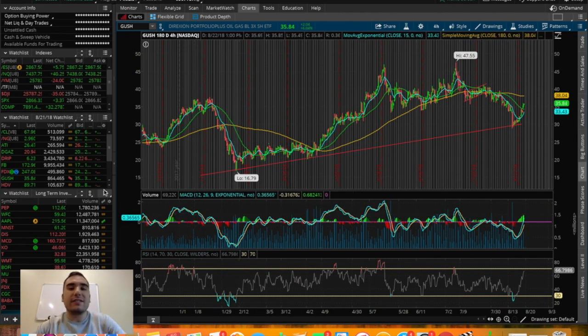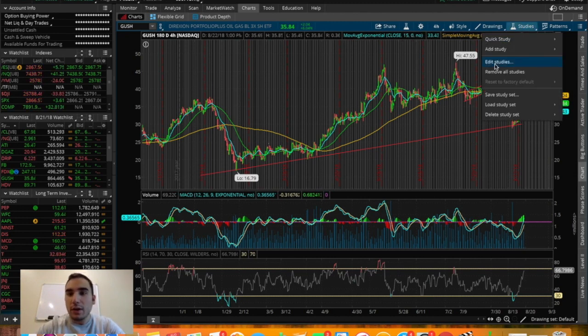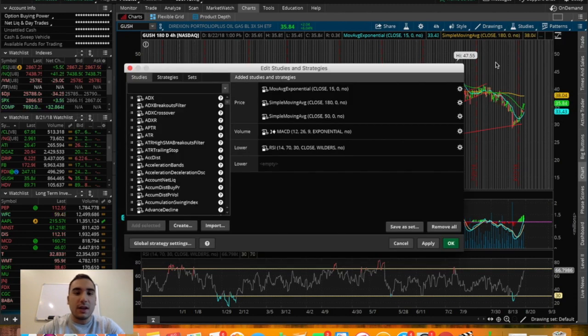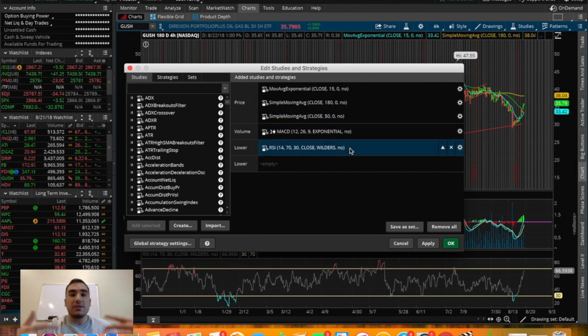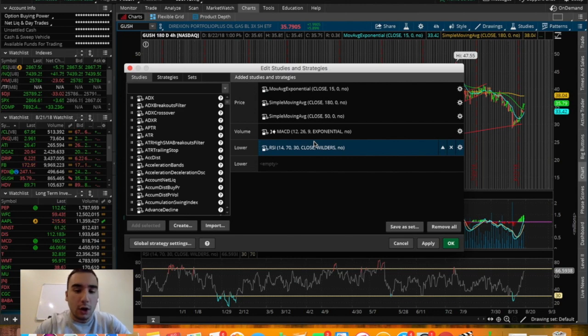So now to show you guys how to set up these indicators to have them on your platform. Pretty much what you want to do is go to the top right here and click Studies. Then you want to do Edit Studies. Now I have all of my studies already set, but for those of you guys that want to set up the same studies as me, screenshot the screen here, take a picture with your phone, or just follow along with me in your platform while the video is playing.